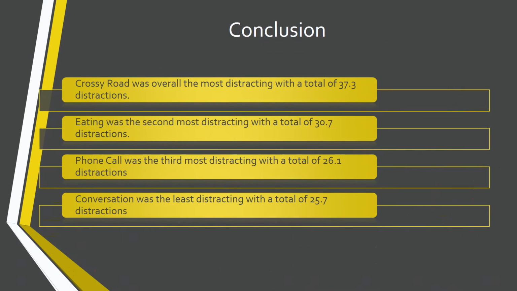Overall, Crossy Road turned out to be the most distracting, followed by eating, then the phone call, and lastly, the face-to-face conversation. But all 4 independent variables were very distracting to drivers, proving that cell phone use is not the only thing to stay away from in the car.